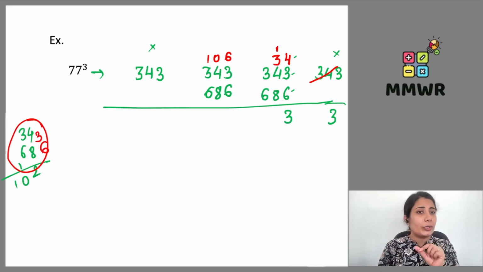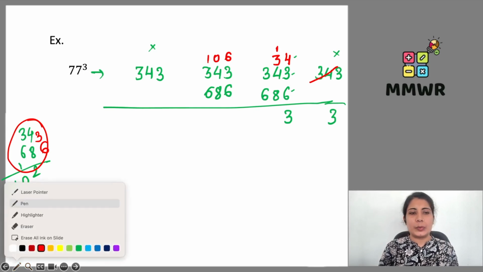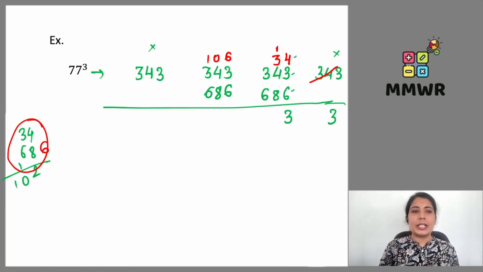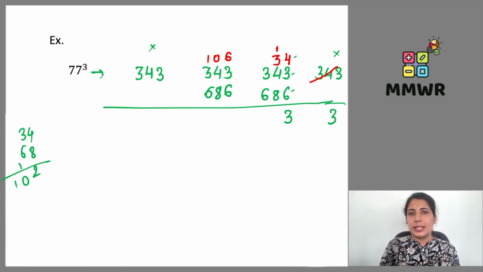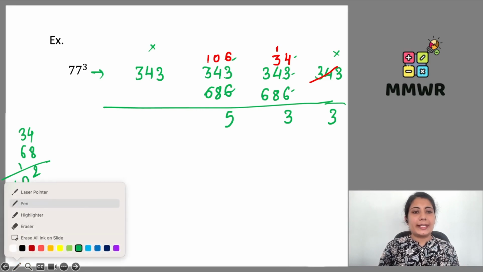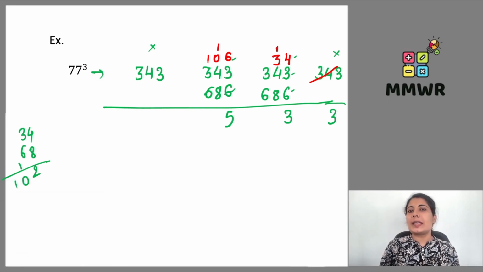But we have to only do the addition of the ones place. We do not have to do the addition for the rest of the places. So this is going to give me 6 plus 6, 12, 12 plus 3, 15. So 5 I will be writing below and carry forwarding 1 to the next column.